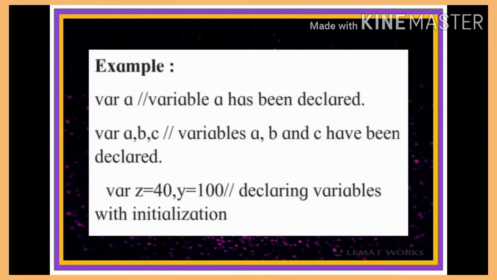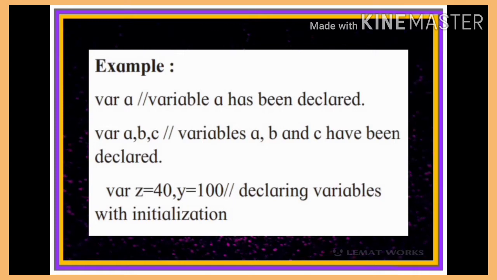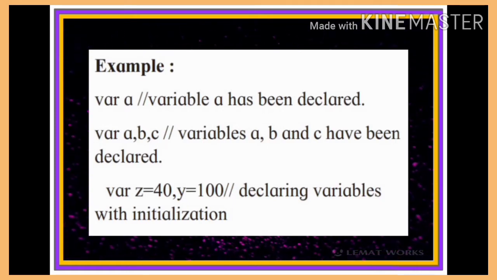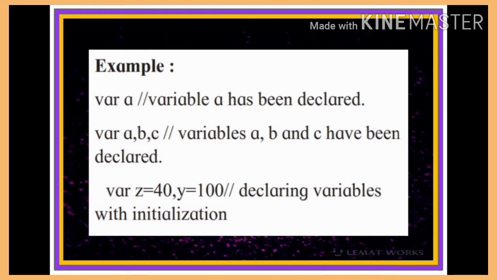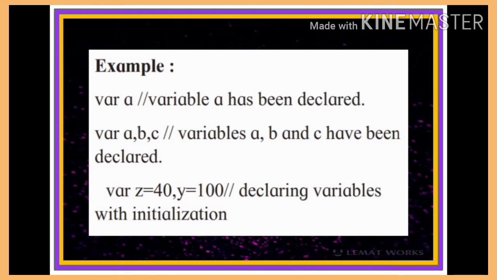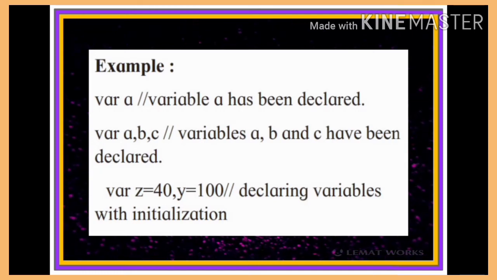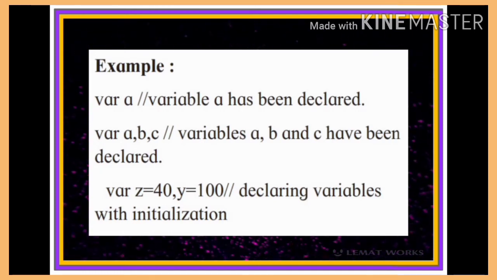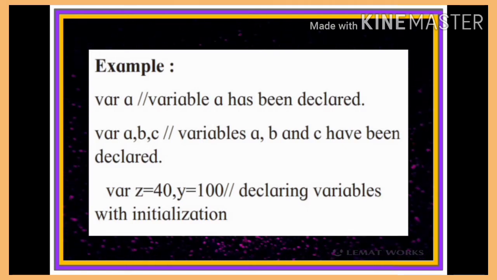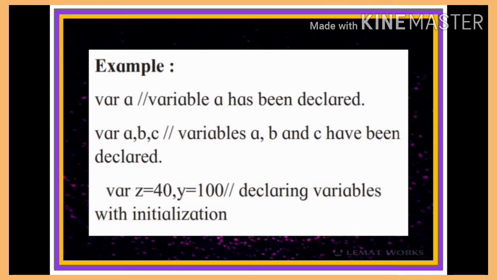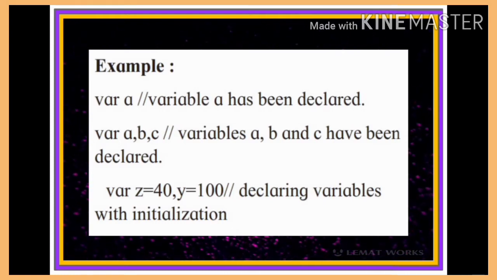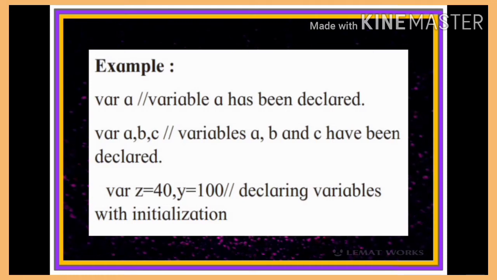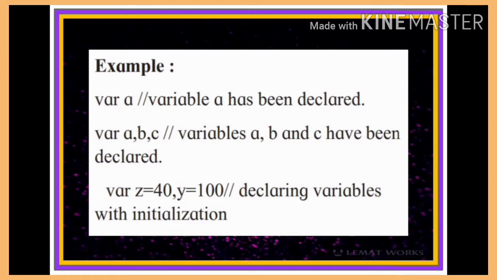For example, var a. If you write var a, variable a has been declared. You can also declare multiple variables in a single line. For example, var a, b, c means variables a, b and c have been declared. You can also initialize the variable. For example, var z equal to 40 means the value 40 is assigned to the z variable. Y equal to 100 means the value 100 is assigned to the y variable.